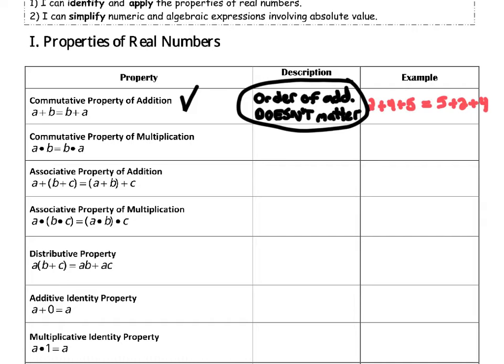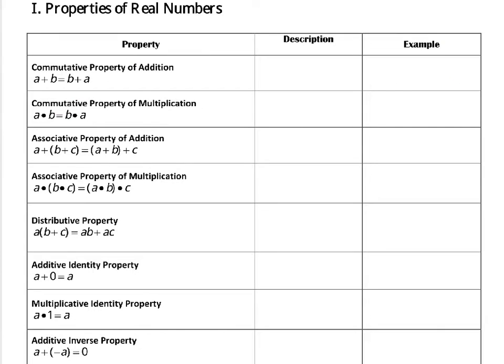So if you take a look at the example, you'll see what I mean even further. For instance, 2 plus 4 plus 5, or 11, is the same thing as 5 plus 2 plus 4, which is also 11. So you could add the 5 and the 2 first, or you could add the 4 and the 5 first. It does not matter which order you go in. So when you see the word commutative, think order. And again, order does not matter.